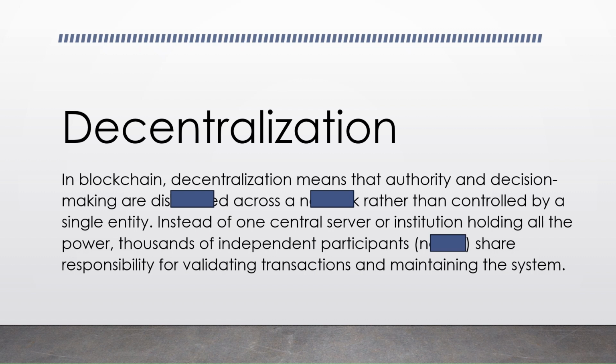Okay, so here we go. So decentralization. In blockchain, decentralization means that authority and decision making are distributed across a network rather than controlled by a single entity. Instead of one central server or institution holding all the power, thousands of independent participants, mostly called nodes, share responsibility for validating transactions and maintaining the system.